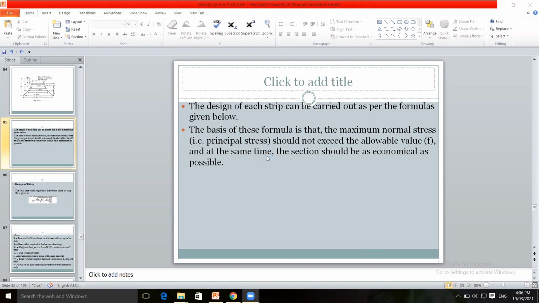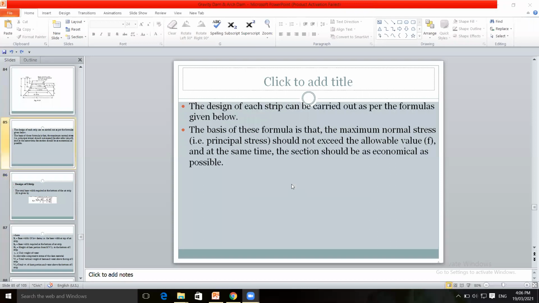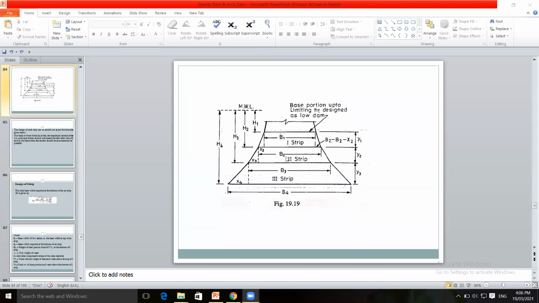For designing this strip, the maximum normal stress should not exceed the allowable stress. It should be less than allowable stress. And section should be economical. Then each strip is designed. First, design of first strip. The total base width required at the bottom of the first strip, that is given by equation B2. In this diagram, B2 is shown. Bottom width of this first strip.